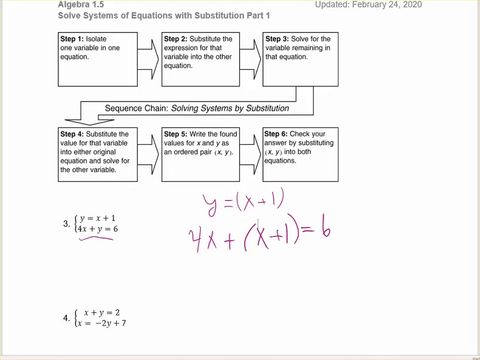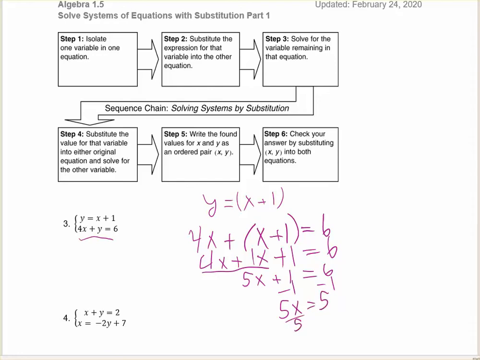Now I'm going to do step 3, solve for the variable remaining in that equation, which is x. So I have 4x plus 1x plus 1 equals 6. 4x plus 1x is 5x. So I have 5x plus 1 equals 6. And I keep solving this until I find out what x is equal to. 6 minus 1 is 5, divided by 5, x equals 1.